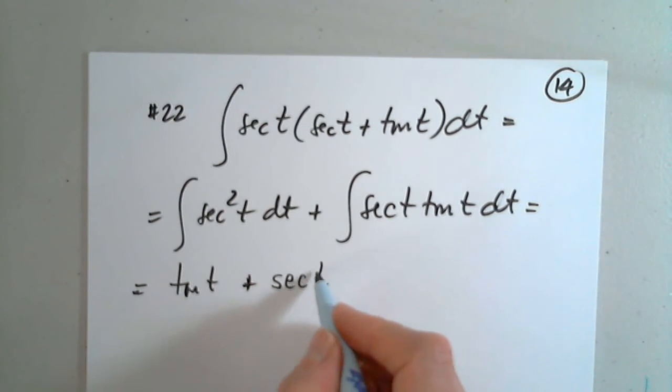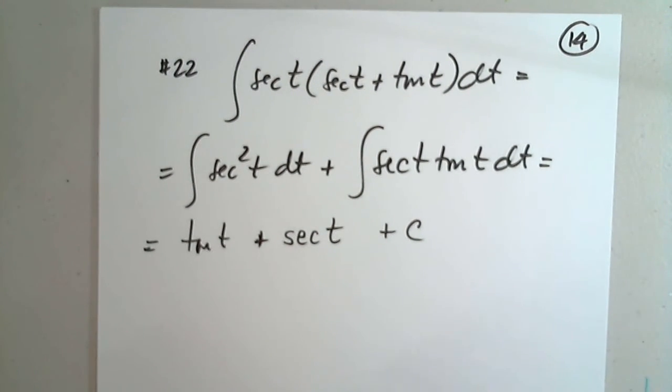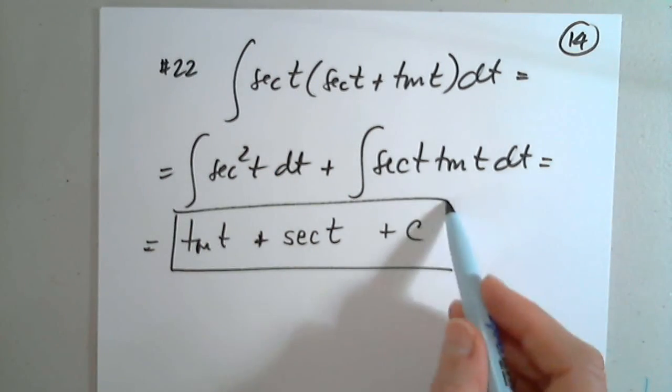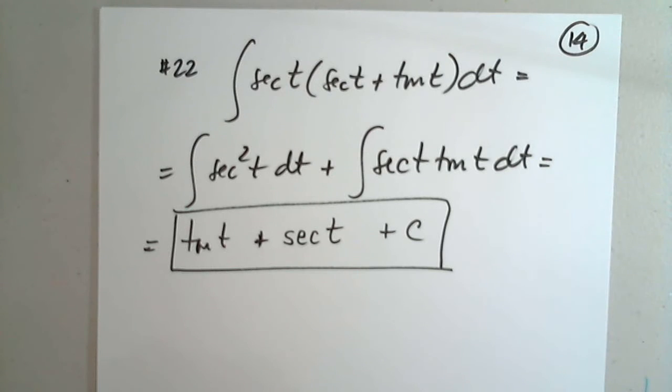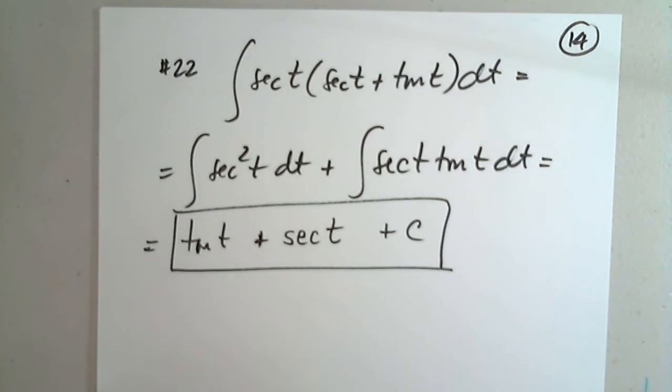Oops. No, I can't remember. Plus a constant. That's it. Secant prime is secant tangent. Tangent prime is secant squared. And this is it. Can I check? Sure. If you differentiate this and differentiate that, you'll get the same function on both sides. Guaranteed.